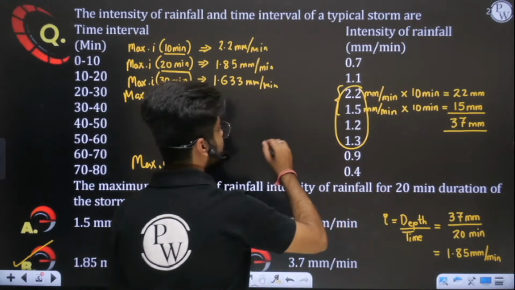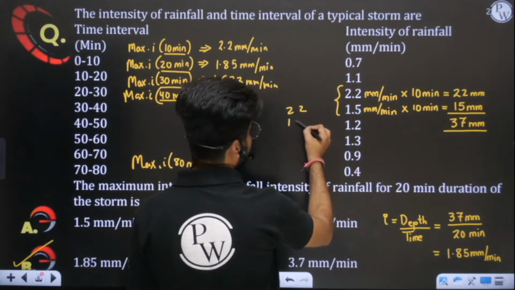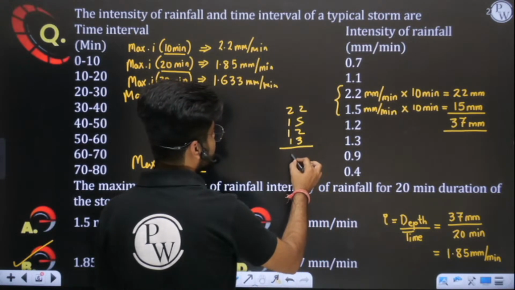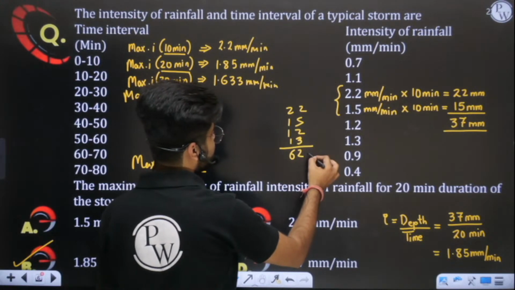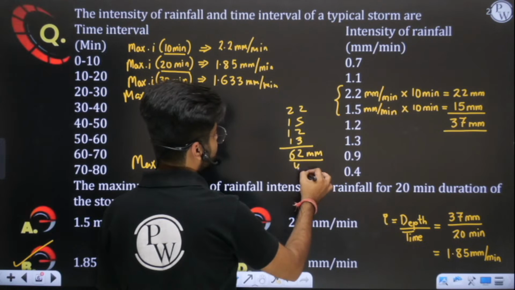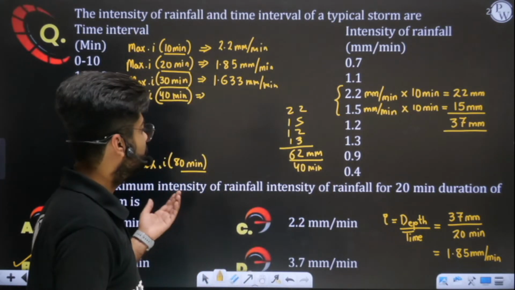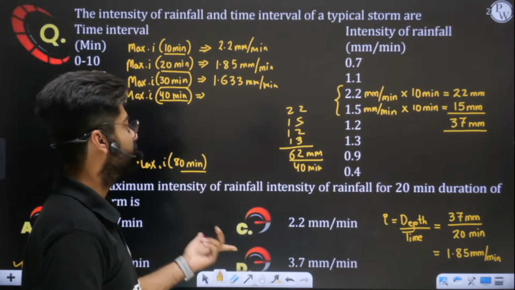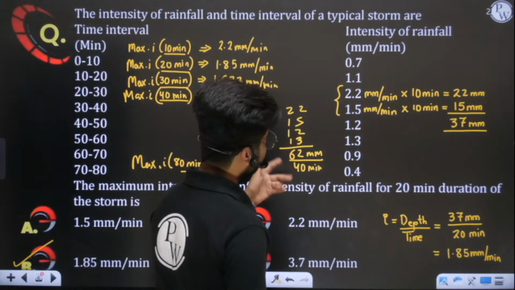Yes or no? So if we add these 4, 22, 15, 12 and 13. When you sum it up, you will get 62. So 62 divided by 40 minutes. Yes or no? 1.55. 1.55 will be the answer, I guess. So 1.55 will be the answer.